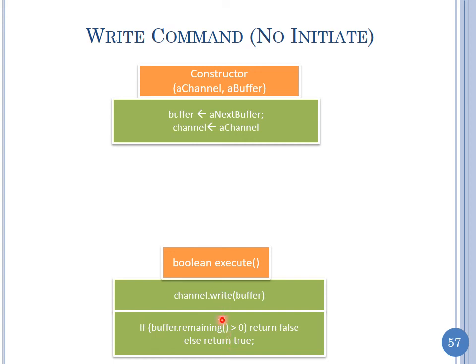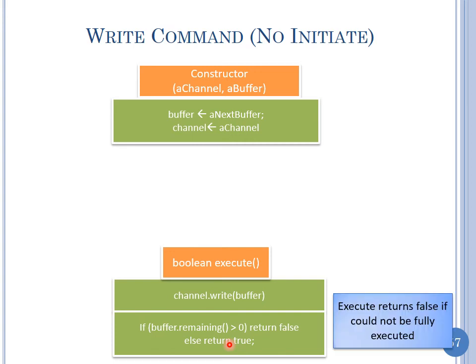We may have something remaining in the buffer after the write because there wasn't enough space to write the complete buffer. So if the buffer could not be completely written, it returns false. Otherwise, it returns true. Okay? So execute returns false if it could not be fully executed correctly.